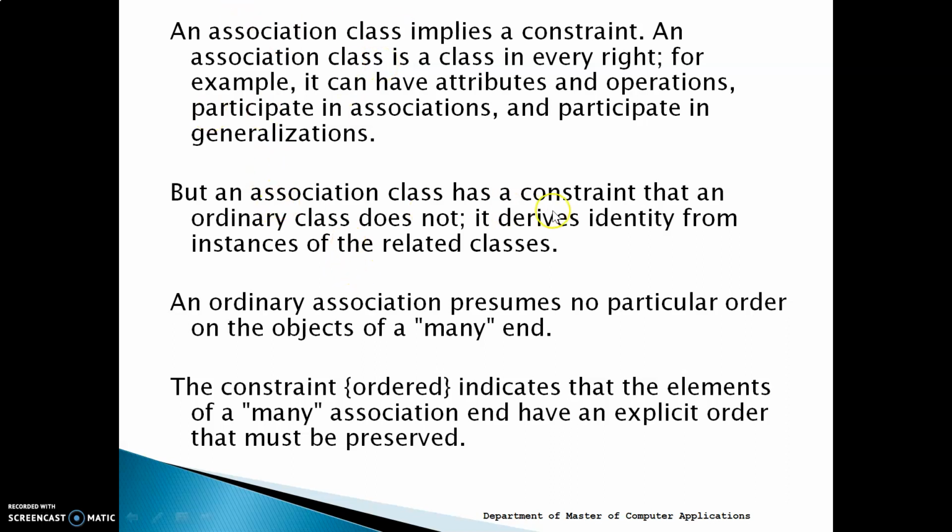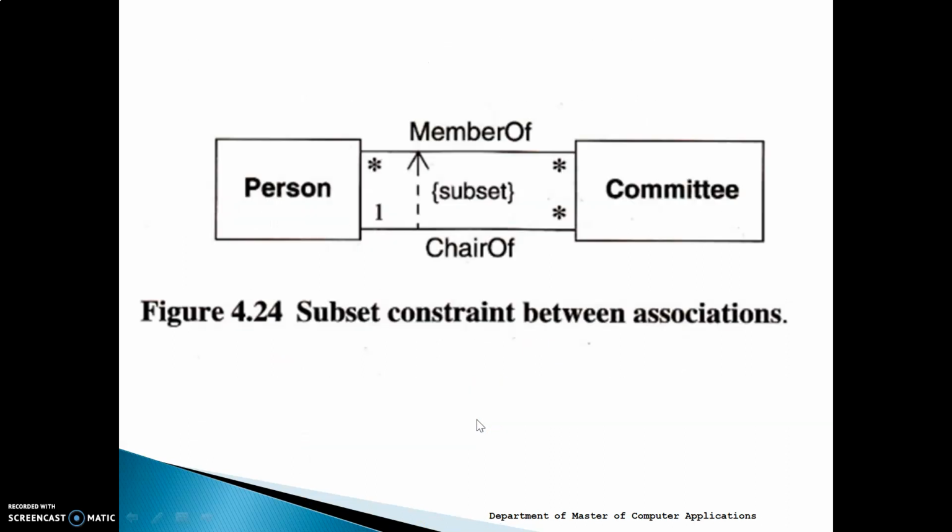But an association class has a constraint that an ordinary class does not. It derives identity from instances of related classes. An ordinary association presumes no particular order on the objects of the many end, right? So when you're talking of a normal regular association, it does not presume any order at the many association end. The constraint ordered indicates that the elements of the many association end have an explicit order that must be preserved. We have seen this, so that at the many multiplicity of the many association end, when you write the word ordered in brackets, it means that it has a particular sequence, like your bags and sequences.